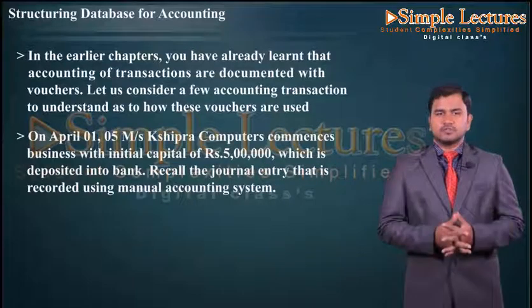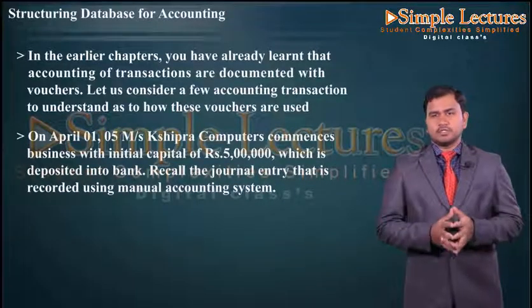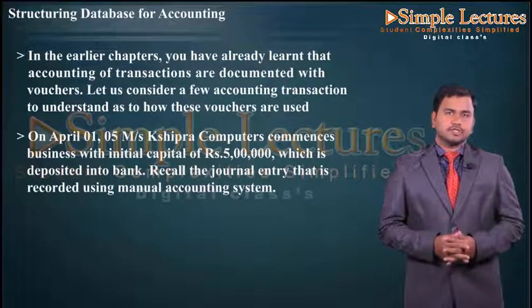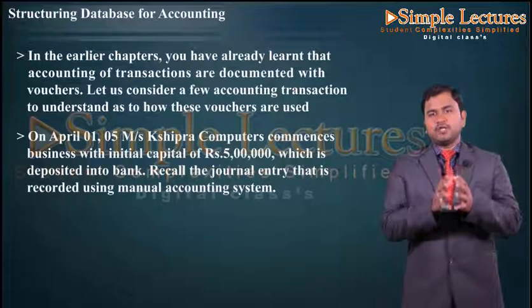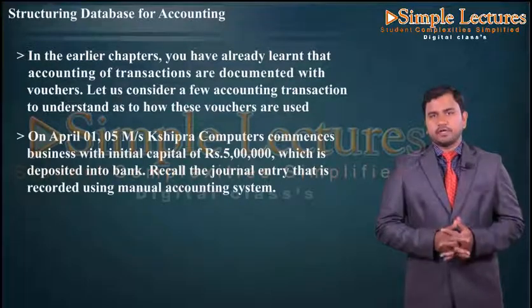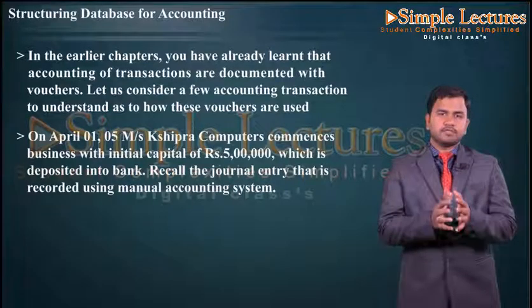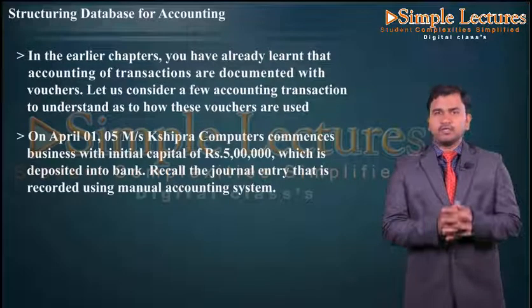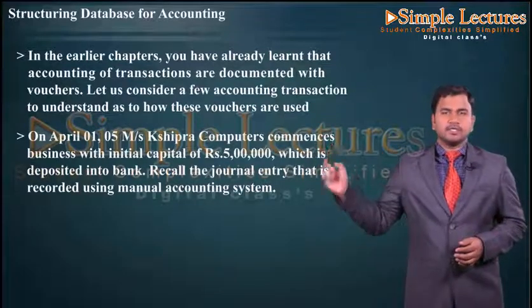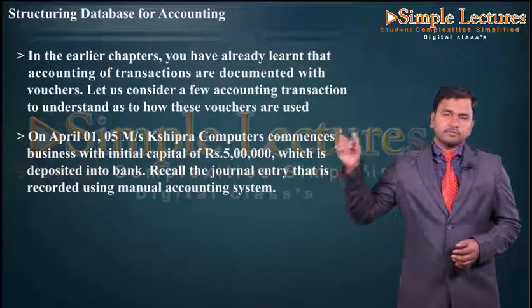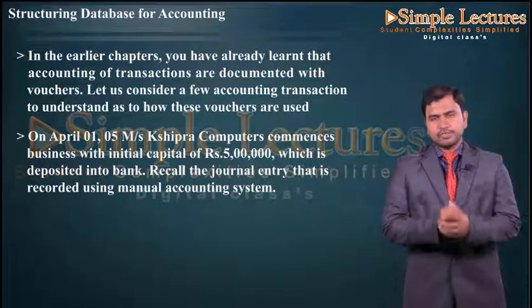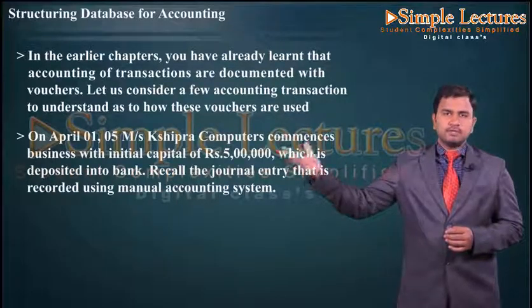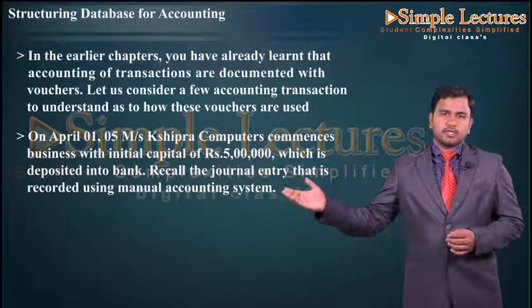On April 1st, 2005, Shripa Computers commences business with initial capital of rupees 5 lakh, which is deposited into the bank. Recall the journal entry that is recorded using the manual accounting system. The entry was bank account debtor to capital account, where 5 lakh is deposited into the bank towards the capital. So the entry was bank account debit 5 lakh in the debit column, then to capital account 5 lakh in the credit column.